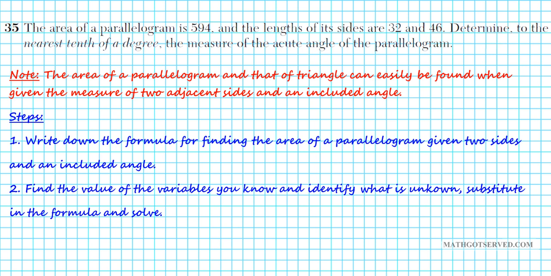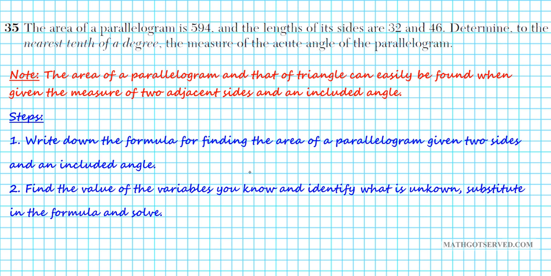Now, one thing you want to note about parallelograms and triangles is that the area of a parallelogram and that of a triangle can easily be found when given the measure of two adjacent sides and the included angle. Okay, so every parallelogram is basically a combination of two triangles, right? So the formula that we are applying to a parallelogram, if you split that in half, is applicable to triangles also. In this problem, these are the steps we're going to execute.